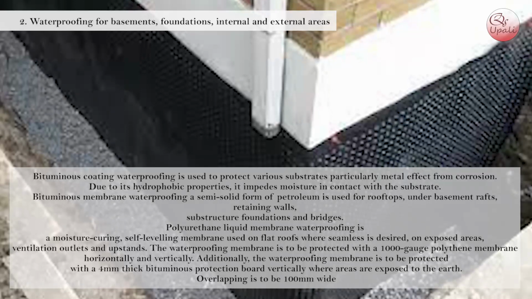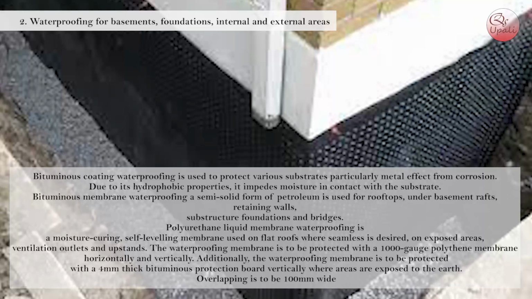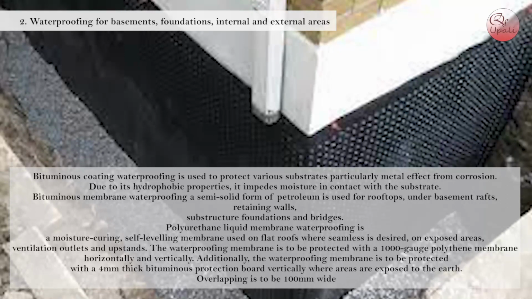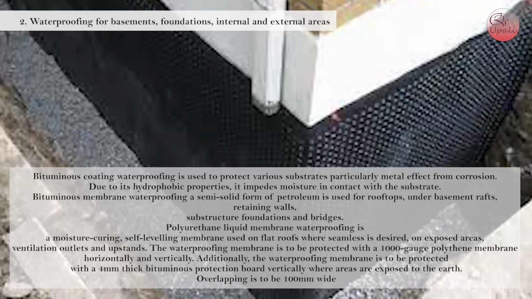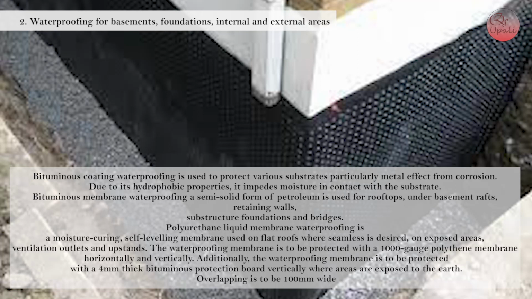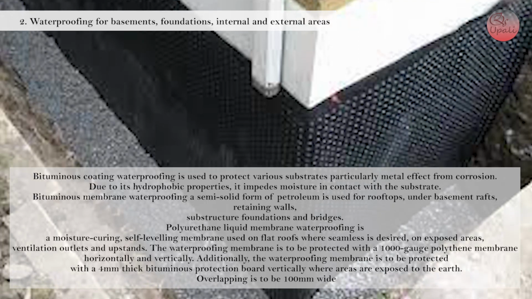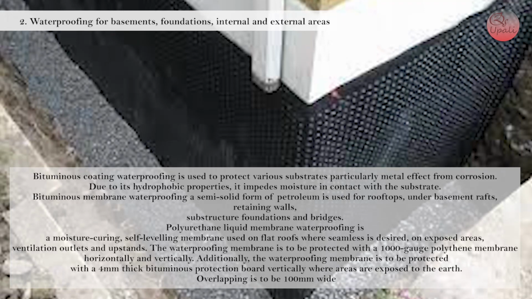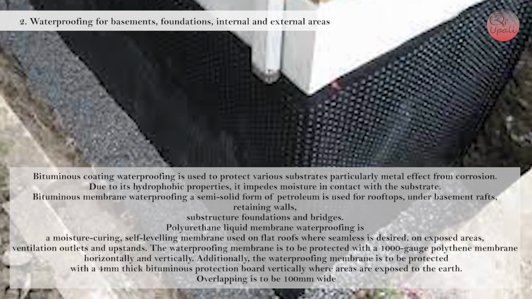The waterproofing membrane is to be protected with a 1000 gauge polythene membrane horizontally and vertically. Additionally, the waterproofing membrane is to be protected with a 4 mm thick bituminous protection board vertically where areas are exposed to the earth. Overlapping is to be 100 mm wide.